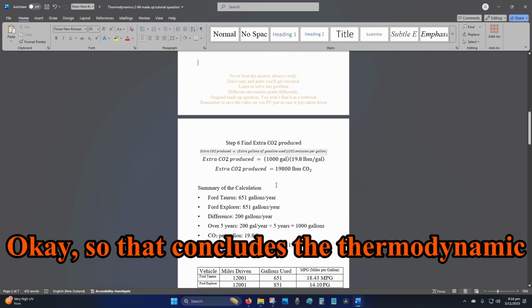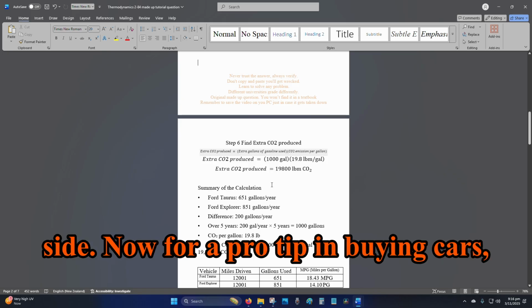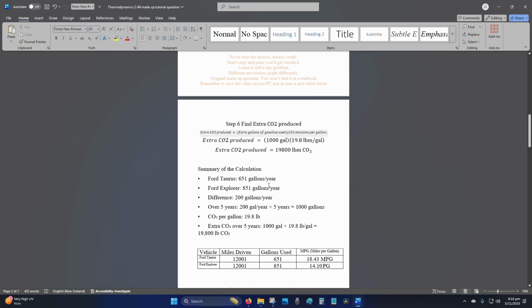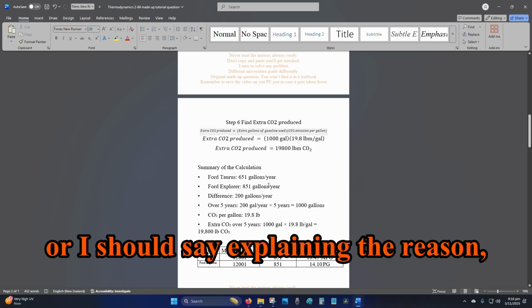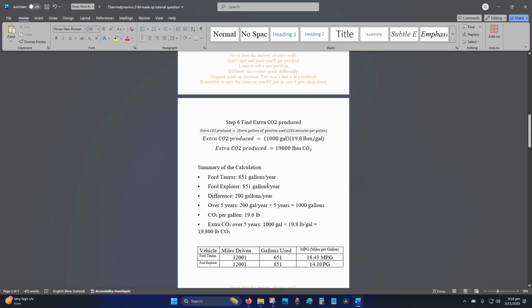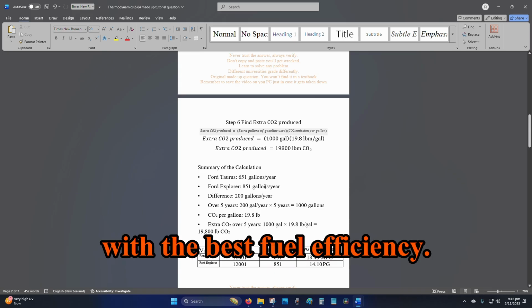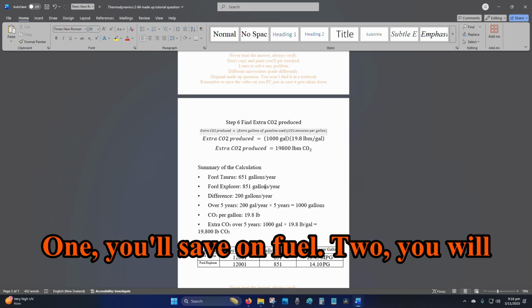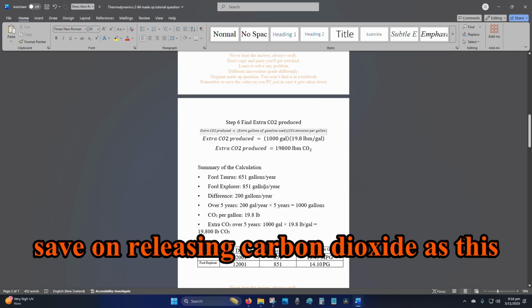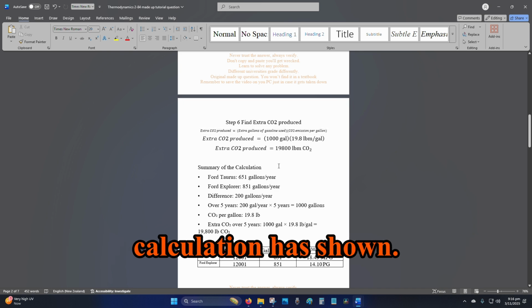Okay, so that concludes the thermodynamic side. Now for a pro tip in buying cars, or I should say explaining the reason, you should always buy a car with the best fuel efficiency. 1, you'll save on fuel. 2, you will save on releasing carbon dioxide, as this calculation has shown.